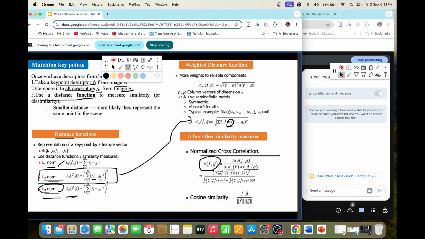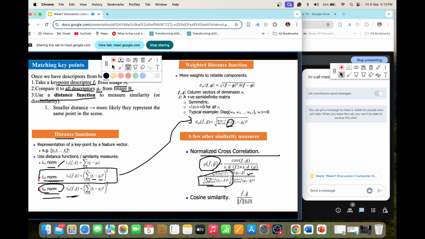This is the formula of covariance of f and g: 1 by n, summation i equals 1 to n, or you can write i equals 0 to n minus 1, same thing. (fi minus f mean)(gi minus g mean), and then we have this, divided by the standard deviation of f.